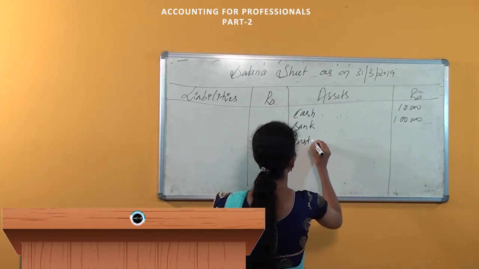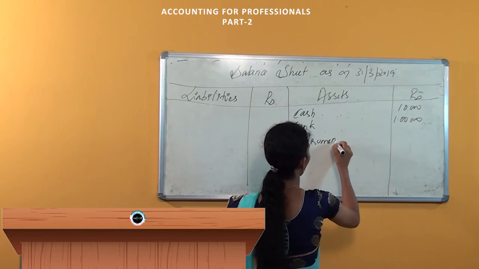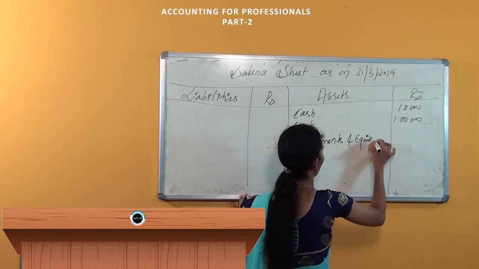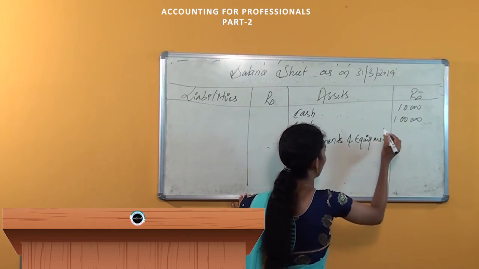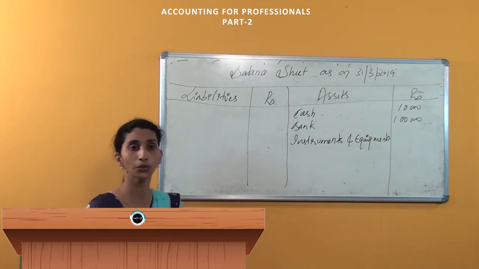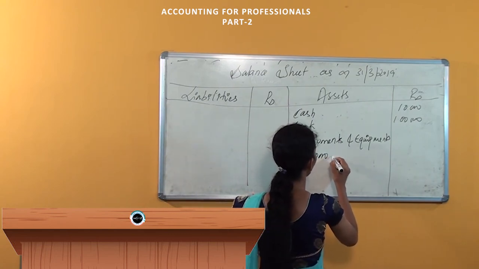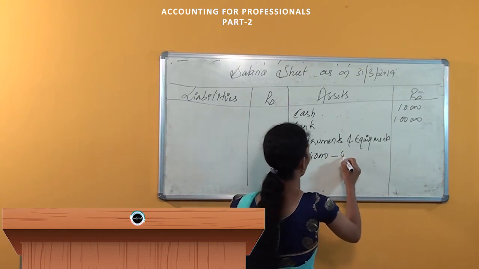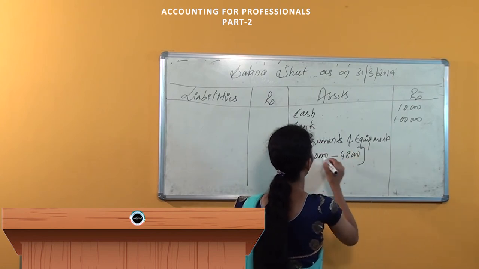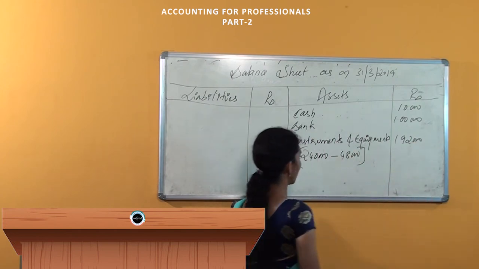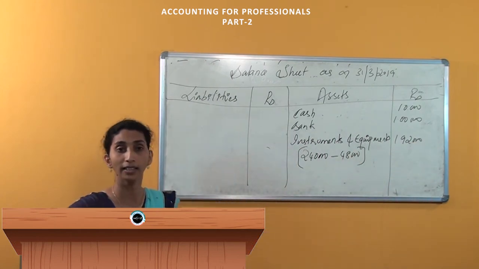Instruments and equipments, that is 2,40,000. There is a depreciation, you know that, of rupees 48,000. So 1,92,000 is instruments and equipments.